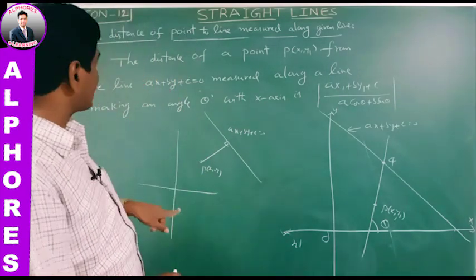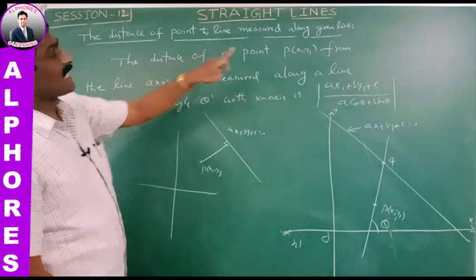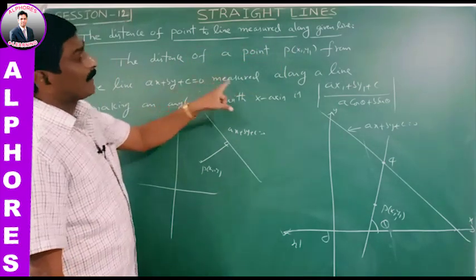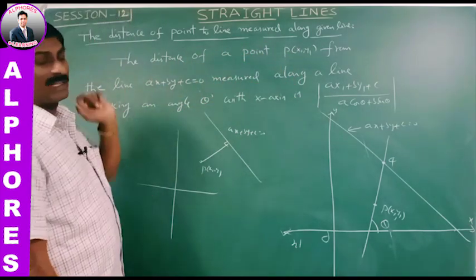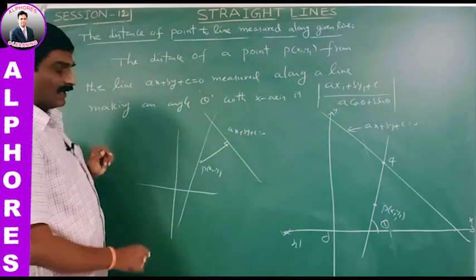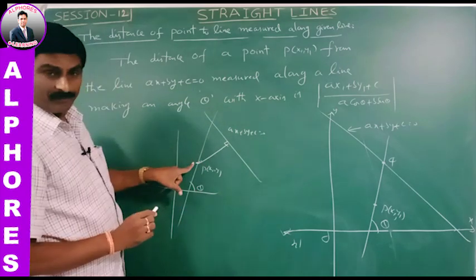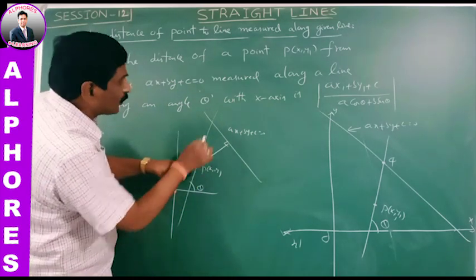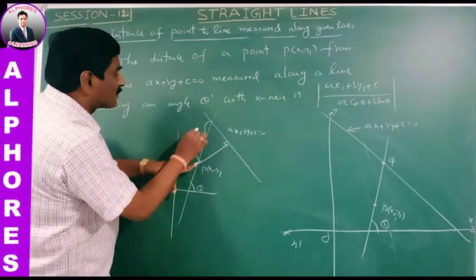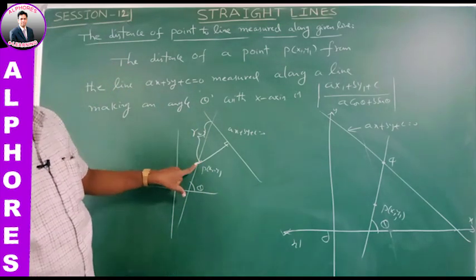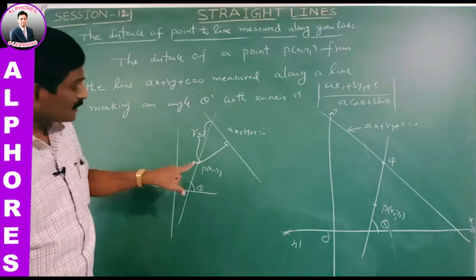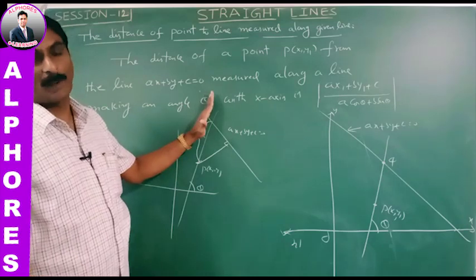But in this case, we find the distance of the point to the line measured along a line which makes an angle theta. Suppose this is one of the lines. This line makes an angle theta with x-axis. P is the point here. Now we find the distance from P to this line along this line, means this value. It is not a perpendicular distance. The distance is measured along this line. Please observe this point.